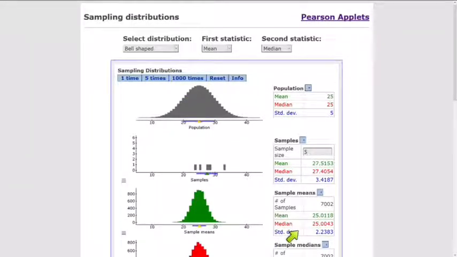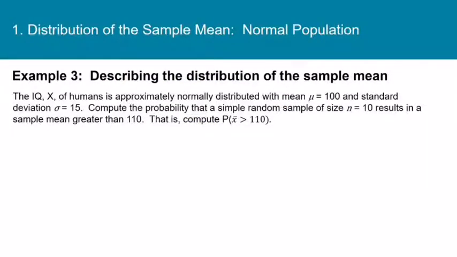And the standard deviation of all the sample means should match the population standard deviation divided by the square root of the sample size. Now let's look at an application problem together. This says the IQ (x) of humans is approximately normally distributed with a mean of mu equals 100 and a standard deviation of sigma equals 15. Compute the probability that a simple random sample of size n equals 10 results in a sample mean greater than 110. That is, compute the probability that X bar is greater than 110.